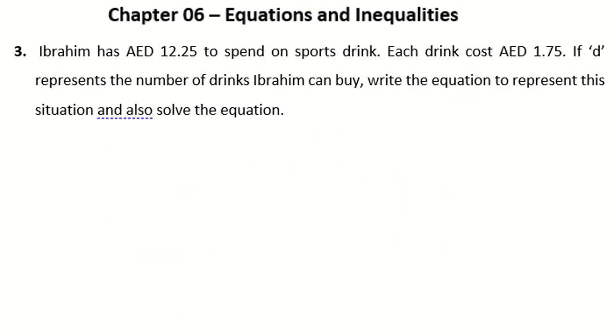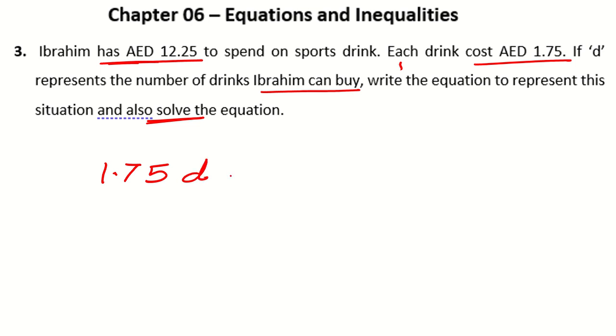Now next is, Ibrahim has 12.25 dirham to spend on sports drinks. This is the total money Ibrahim has. Each drink, meaning one drink, costs 1.75 dirham. If D represents the number of drinks Ibrahim can buy, write the equation to represent this situation and also solve the equation. Now you see, for one drink it is costing 1.75 dirham, and how many drinks is he buying? D. We don't know the value of D, but we'll find it. And how much total value does he have? He has 12.25. So this is the required equation.